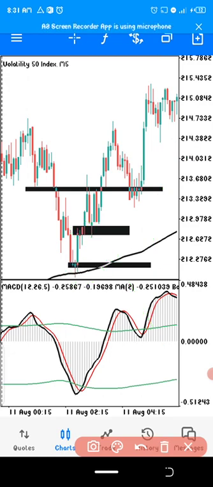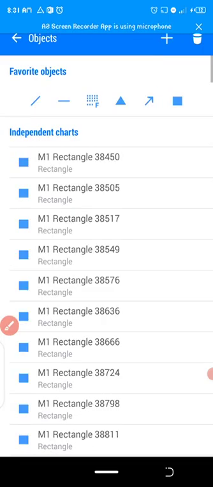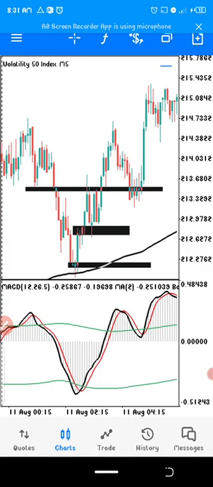Okay, so my entry is here, my stop loss is here. This is my one-to-one. Once market hits my one-to-one, what do I do? I move my stop loss above my entry. Then what do I target next? I target the next high of the market.